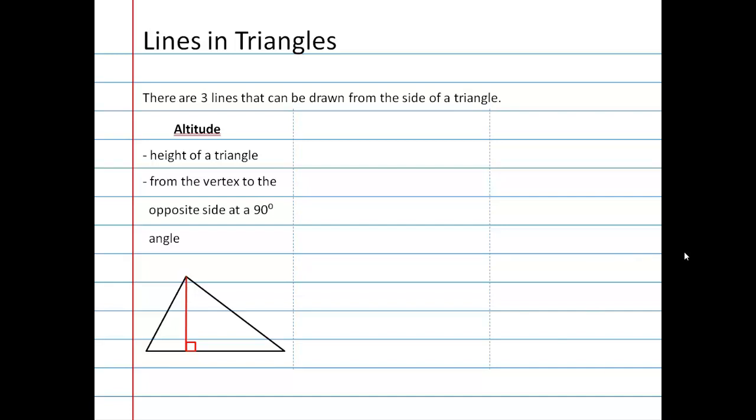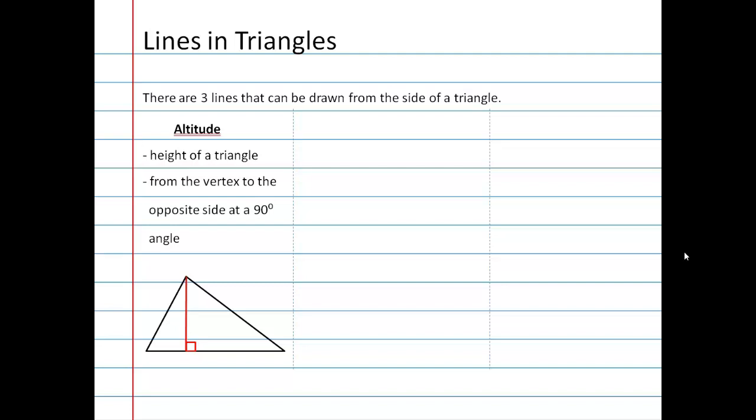There are three lines that can be drawn inside a triangle. The first one we're going to look at is called the altitude, and the altitude is the same as what we normally call the height of the triangle. So the altitude goes from the vertex to the opposite side at a 90-degree angle.